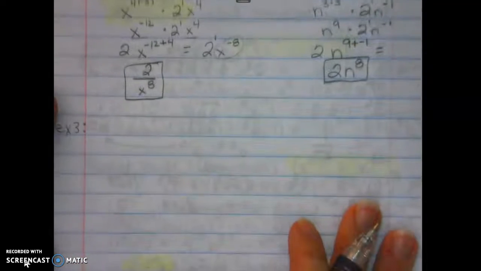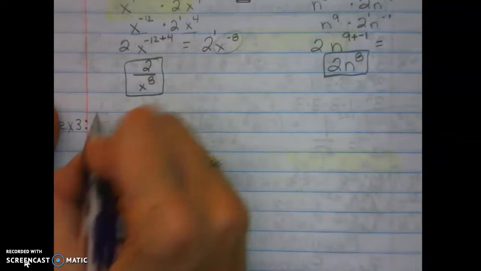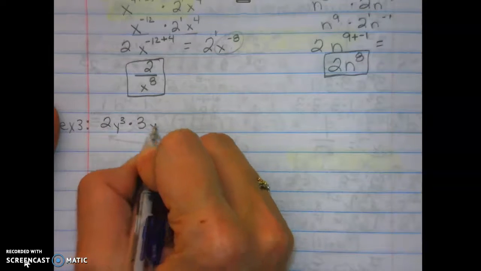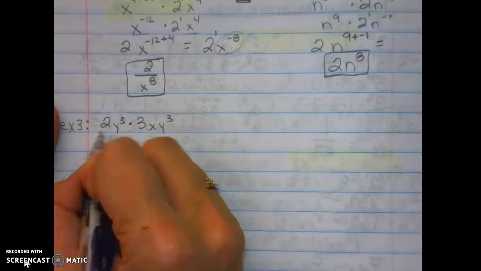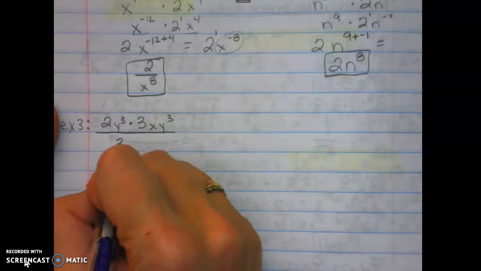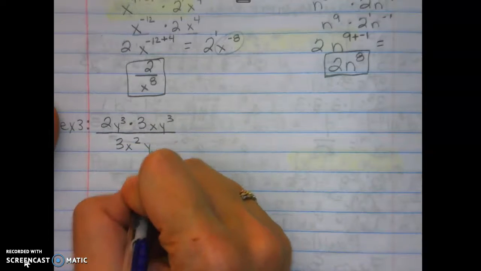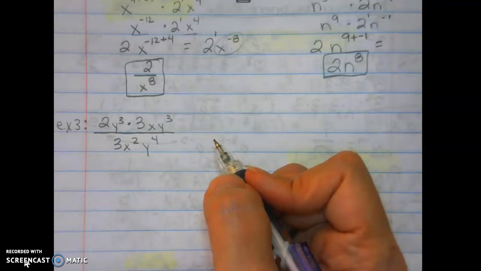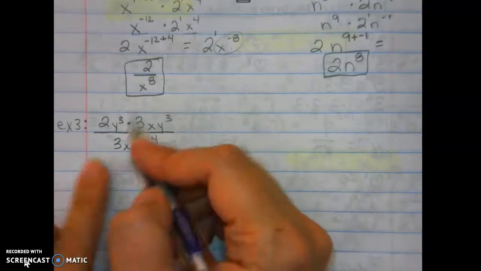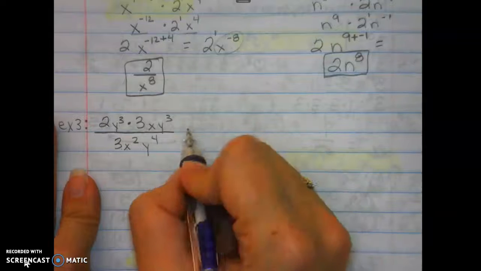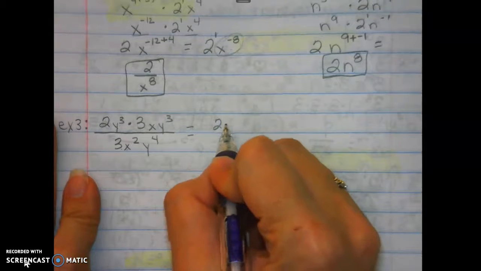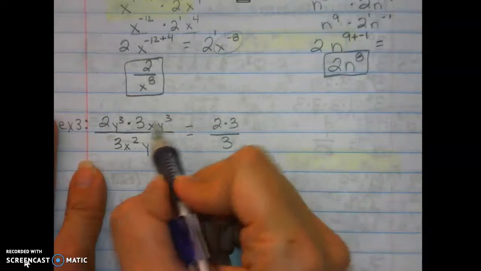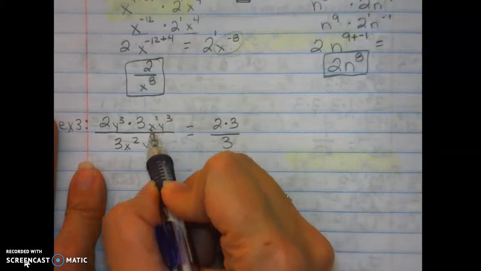Example 3 is going to be 2y to the 3rd power times 3x y cubed, all over 3x squared y to the 4th. So you get a lot going on here. We have some like bases and some that aren't. So I'm going to take my regular numbers and write them over here. So I have 2 times 3 divided by 3, and I'm just going to leave those alone. And then I am going to put a 1 on my x here.